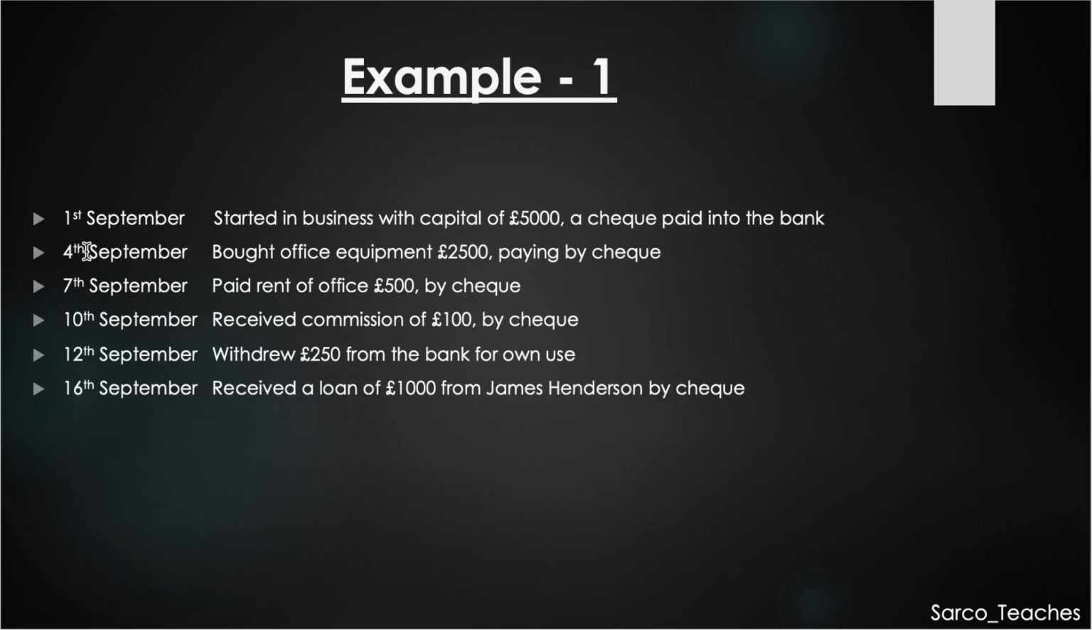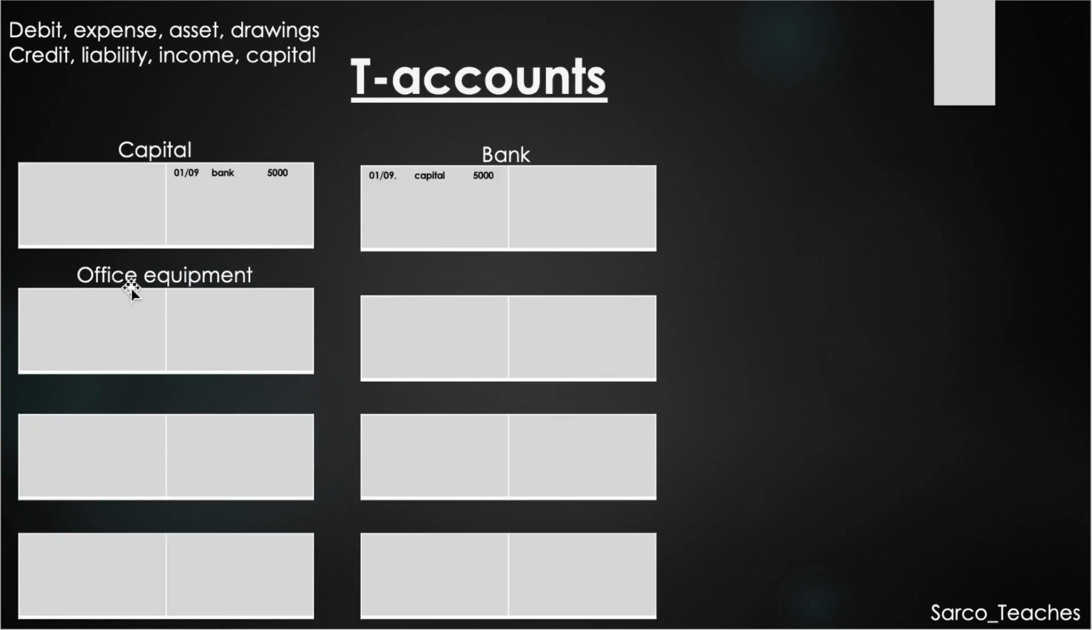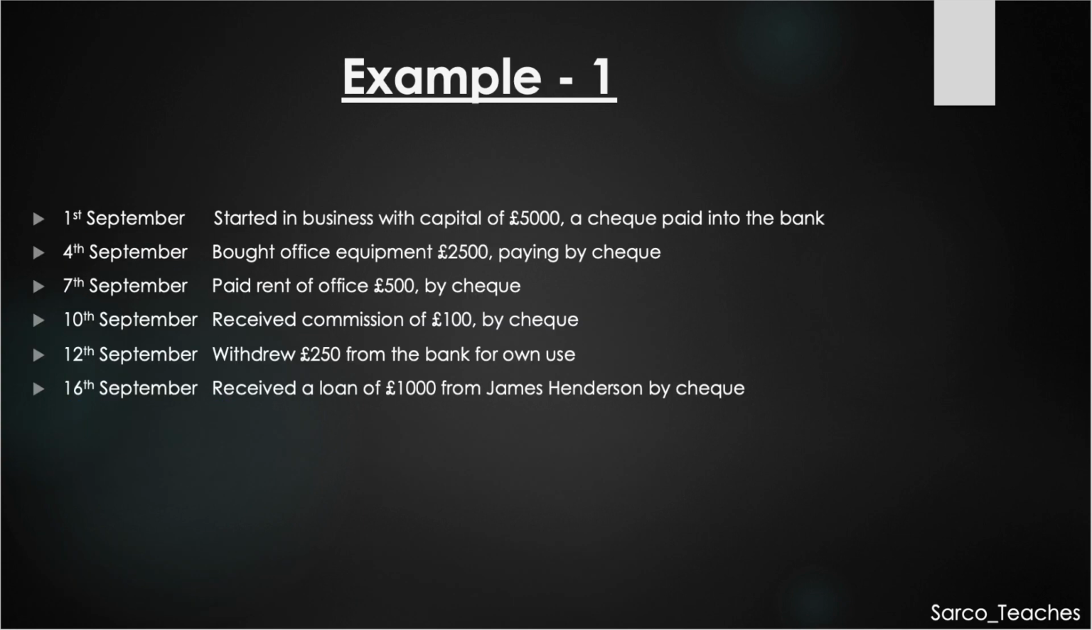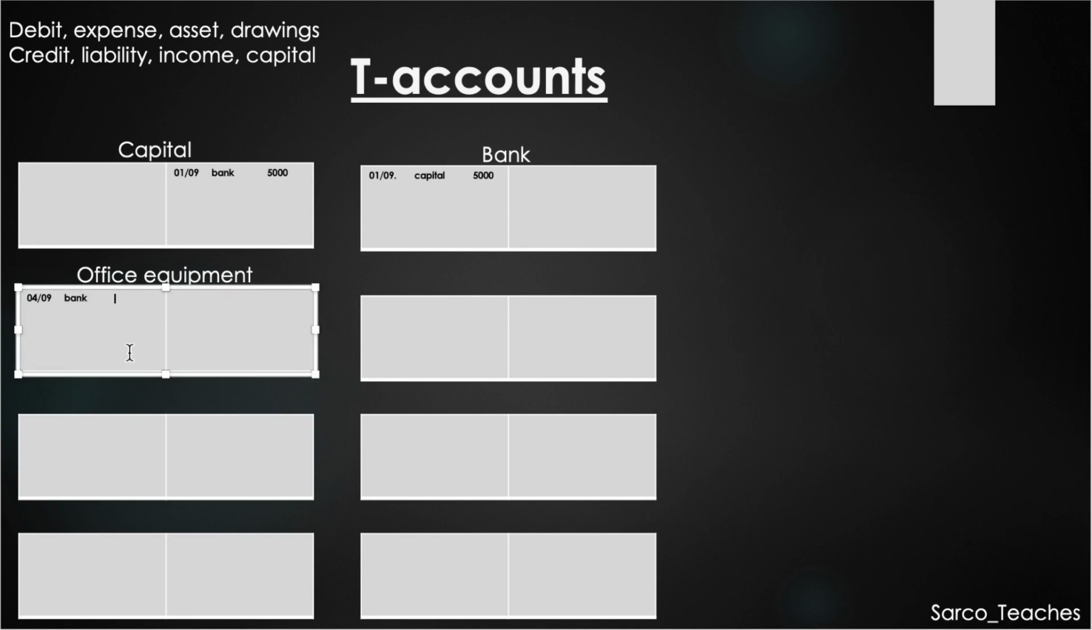So now we go back to get our date, which is the 4th of September. And then we go back to our T account. Office equipment is an asset, so it will be going onto the debit side, the left side. So you put the 4th of September on the debit side of the office equipment. For detail, we put bank because we paid by check. And then the amount is 2,500.